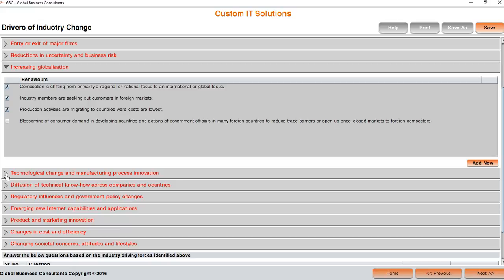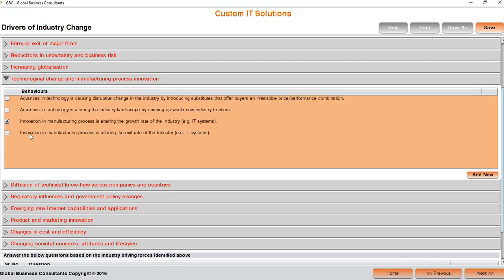Next, I'm going to click on technological change, and the only one that was relevant to us was innovation in the manufacturing process altering the growth rate of the industry. This is positively impacting our industry growth prospects, given that more companies are innovating for more technological advances in the manufacturing processes.